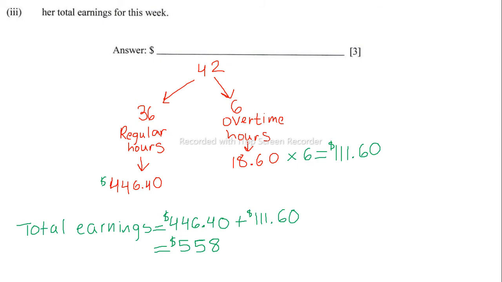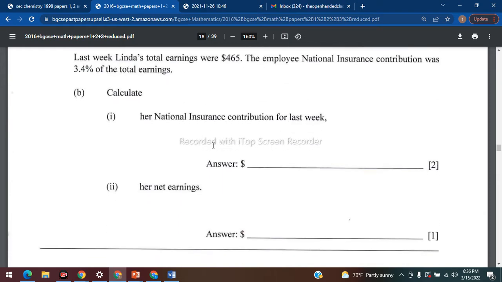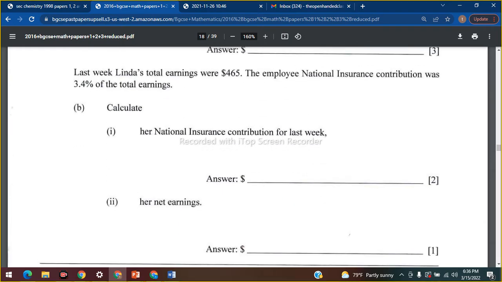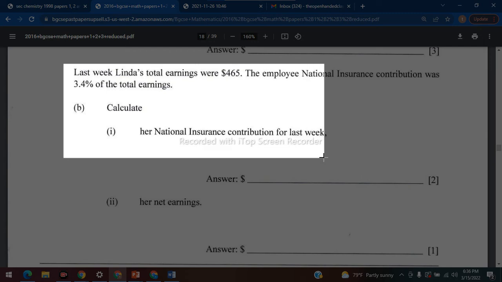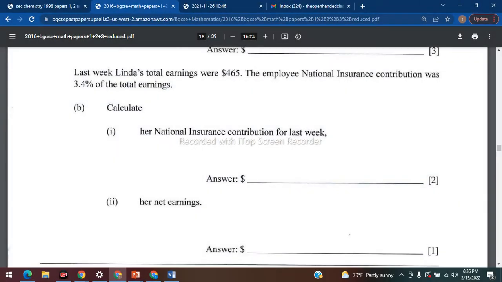All right, so next up, these ones are pretty simple. The continuation of the question states the following: last week, Linda's total earnings were $465. The employee national insurance contribution was 3.4% of her total earnings. Calculate her national insurance contribution for last week.